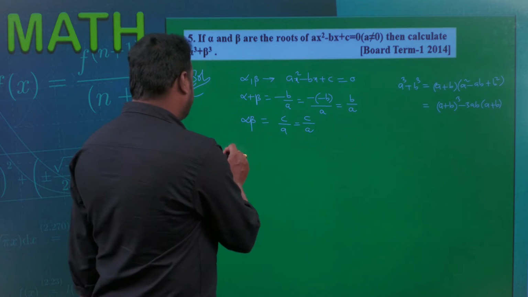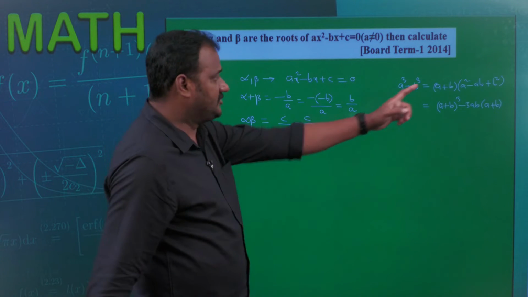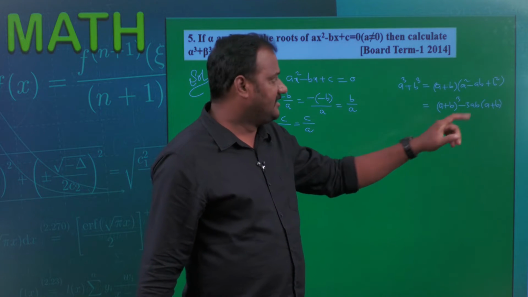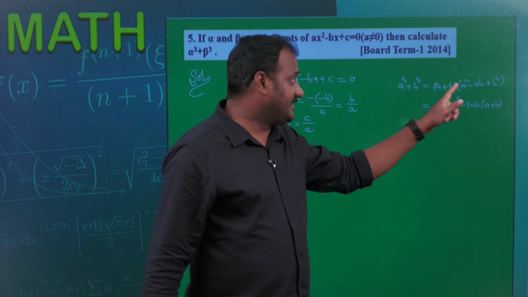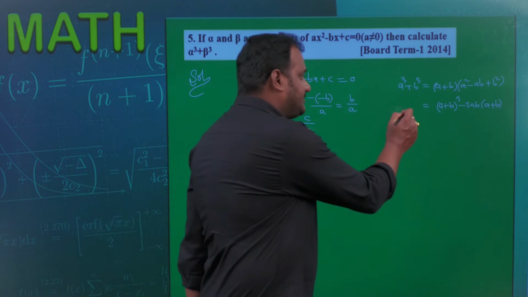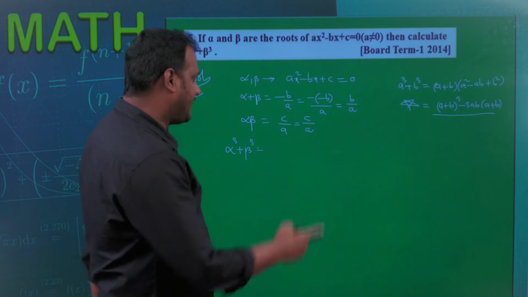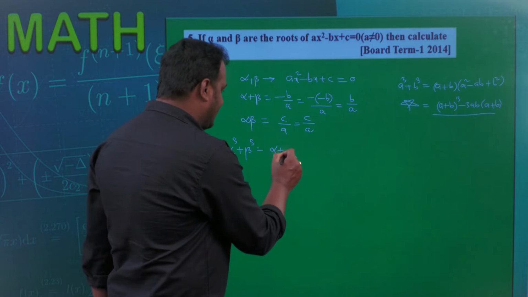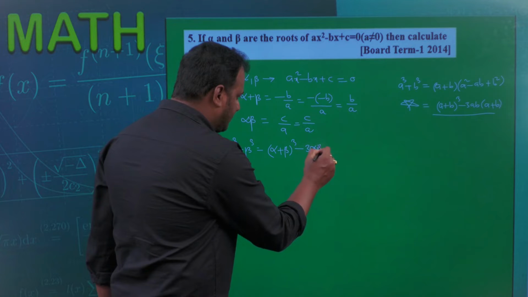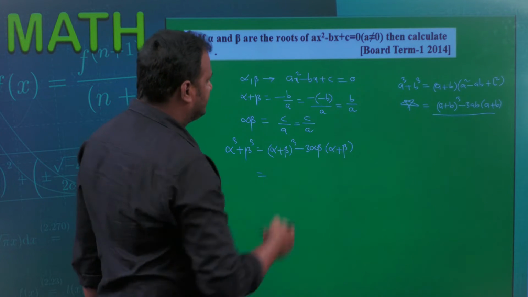I am going to write the formula for alpha cube plus beta cube. So now tell me which formula can be used. See, in this formula you have alpha plus beta, fine. Alpha into beta, fine. But alpha square plus beta square, again you will have to find out. But instead of that, if you go by this formula, everything is there. I am going to use that formula, that is alpha plus beta whole cube minus 3 alpha beta into alpha plus beta. Okay, alpha plus beta is equal to b by a, right?